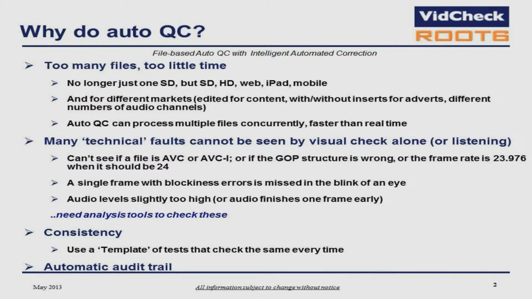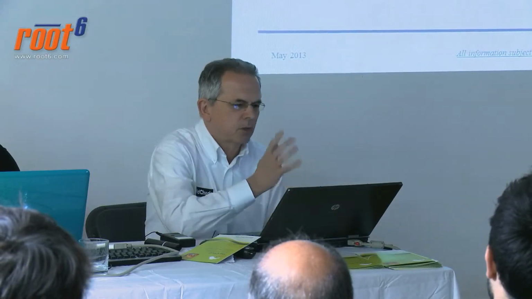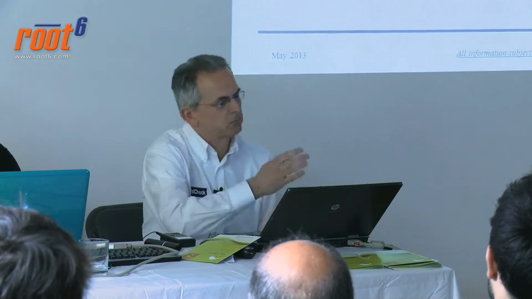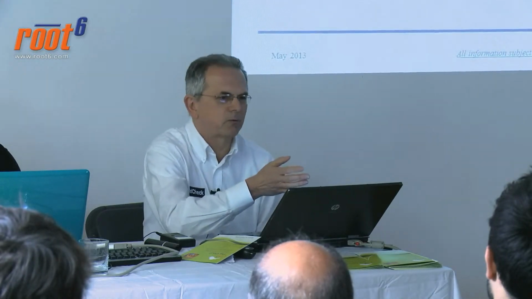So I guess the first question is, why would you do auto QC rather than just look at the video? The first reason is too many files. Maybe 10 years ago you had just an SD deliverable for broadcast, but now typically there may be quite a few different outputs. I was speaking with one of our customers earlier today, and they said that sometimes they produce 21 different deliverables of the same file, or perhaps 38. You're not going to look at 38 deliverables of the same file, so there's too much to deal with, all the different versions one produces for HD or iPad or whatever.